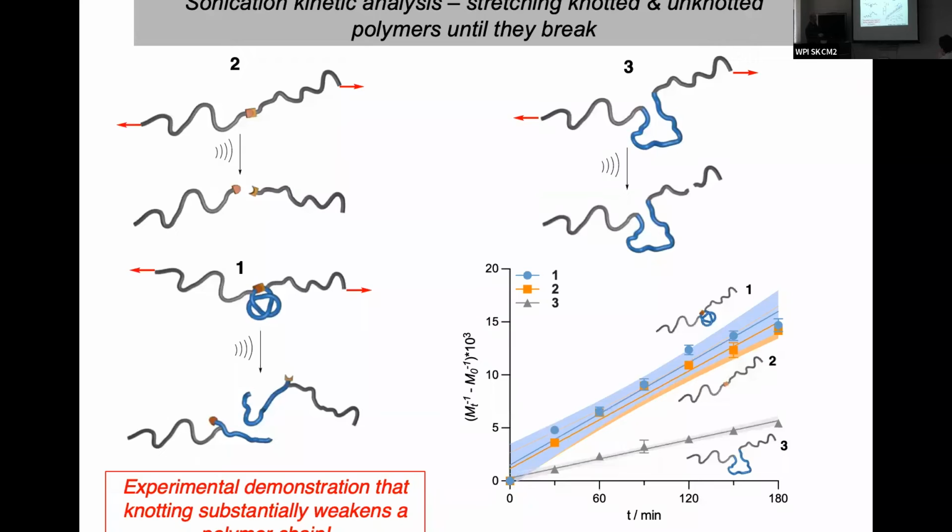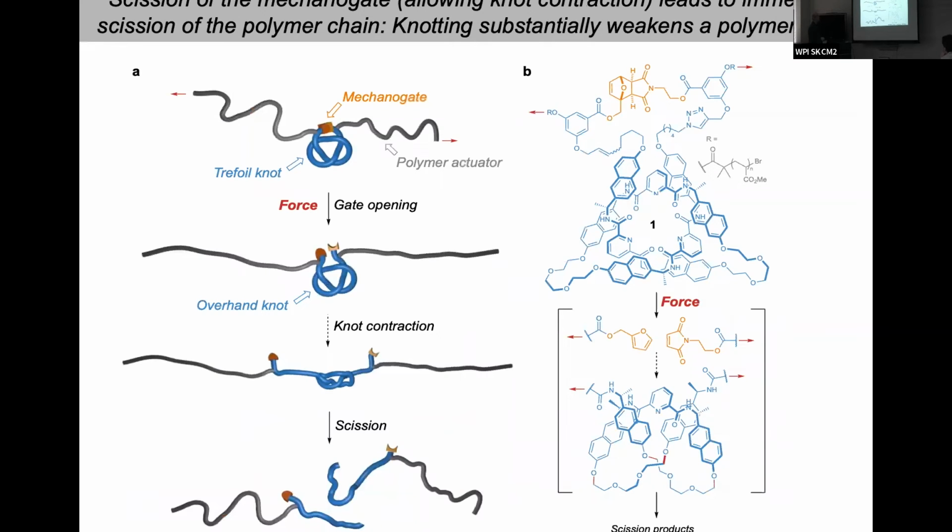And then this is the knotted polymer, which has got the mechanophore in. And we can see that this breaks at exactly the same rate as the mechanophore. So this tells you that as soon as the mechanophore breaks, then the knot tightens and it breaks with the same weak energy as this mechanophore. So when this isn't knotted, it doesn't break. When it is knotted, it breaks at the same strength as that mechanophore. So this is an experimental demonstration, on a single polymer chain, that knotting substantially weakens a polymer chain.